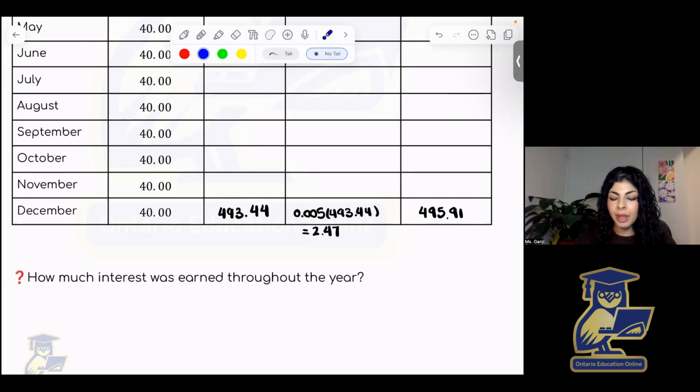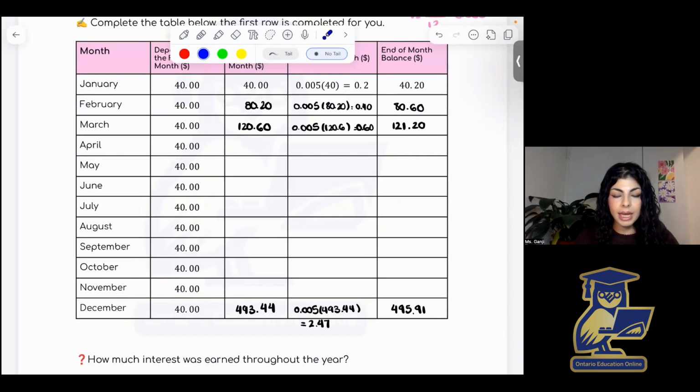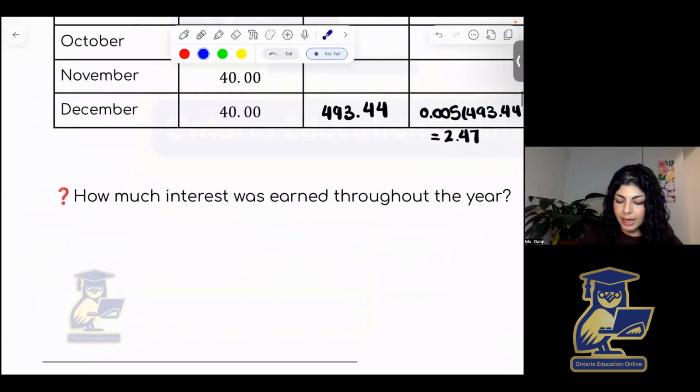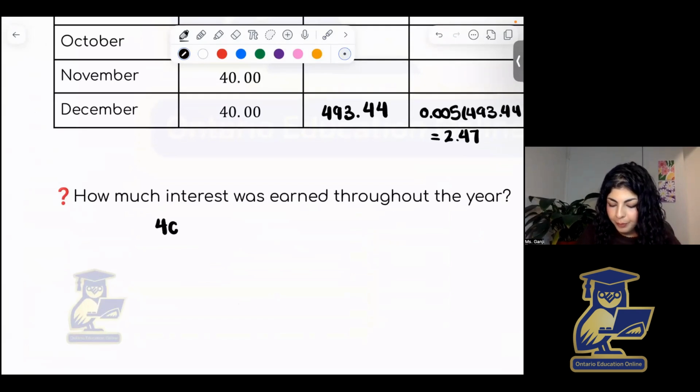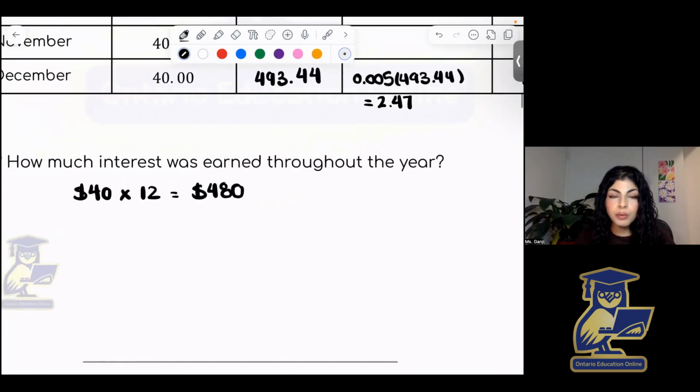$495.91. And now I want you to think, how much interest was earned throughout the year? What do you think? Use the table, use what you know to make a conclusion. So throughout the year, we have made all of these deposits, which means we have deposited $40 12 times, which means that we have invested $480. So of that $495.91, $480 of it was our own money that we invested.